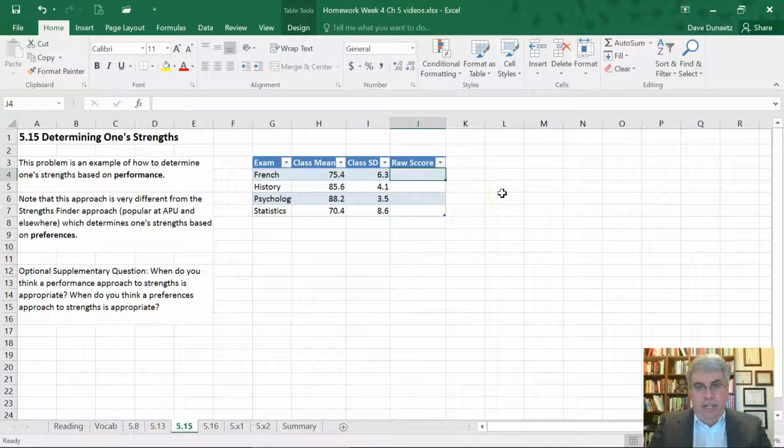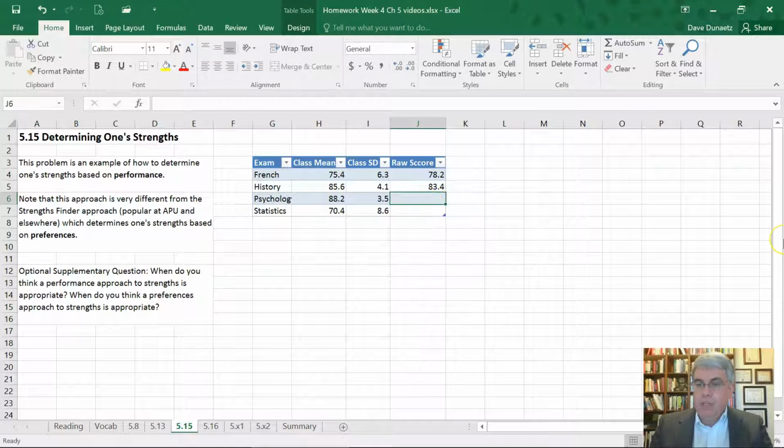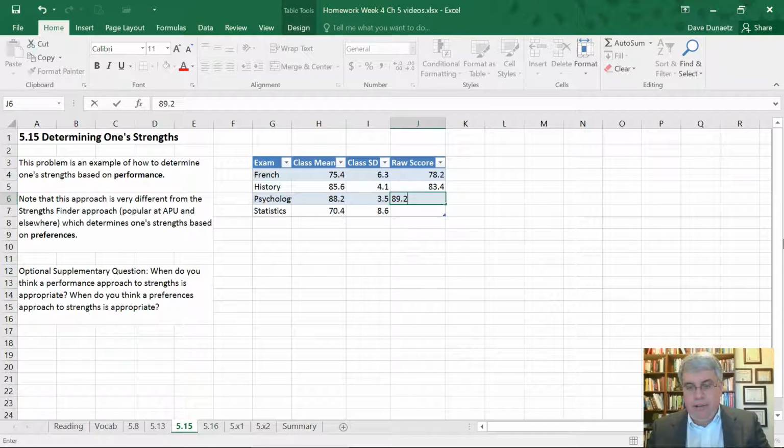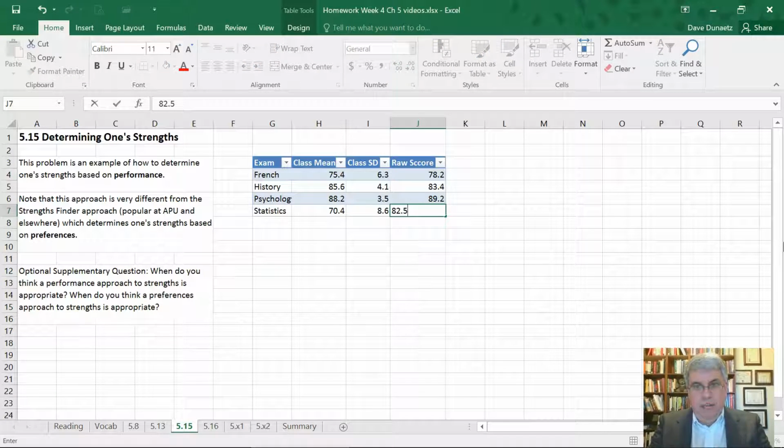For French, she got 78.2. In history, she got 83.4. So it looks like she did better, but look at this. She got below average there, but above average in French. Psychology, 89.2. That's her highest score, but it's just about average in psychology. And in statistics, she got 82.5, which is one of her lower scores.